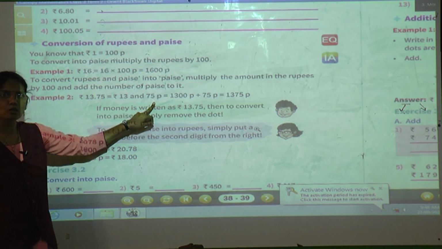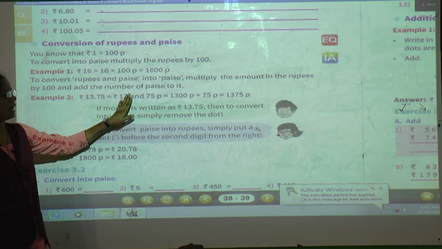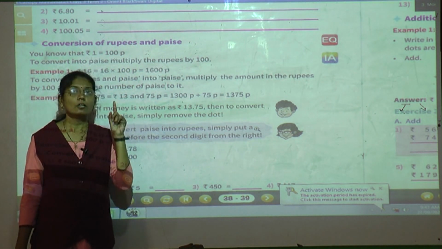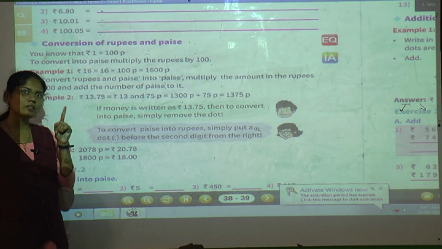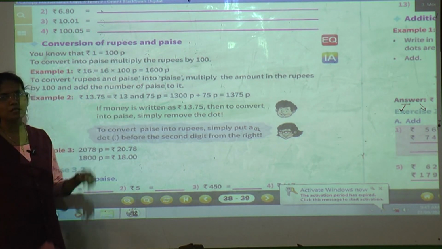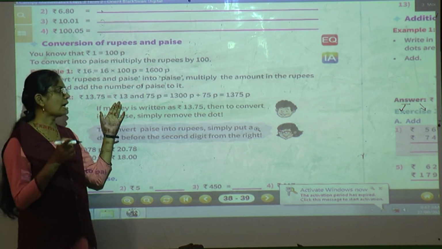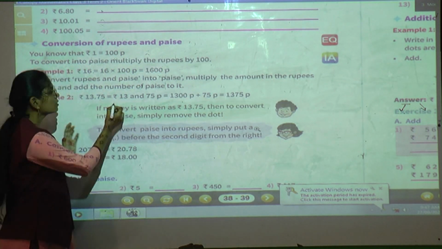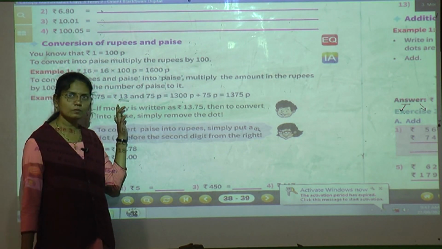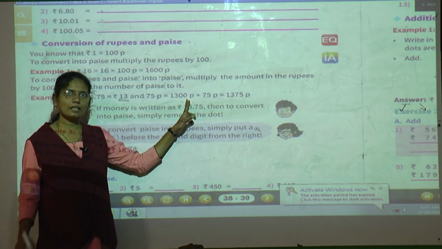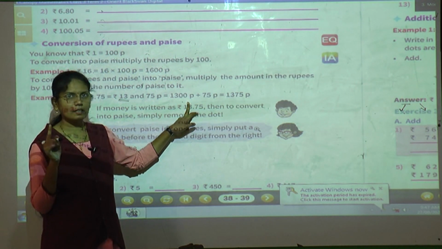Now what is our rule? We have to convert this into paise, so we have to multiply the rupees only by 100. How many rupees can you see here? 13 rupees. So we have to multiply only the 13 by 100. 13 into 100 is 1300, so 1300 paise. Now we got 1300 paise.